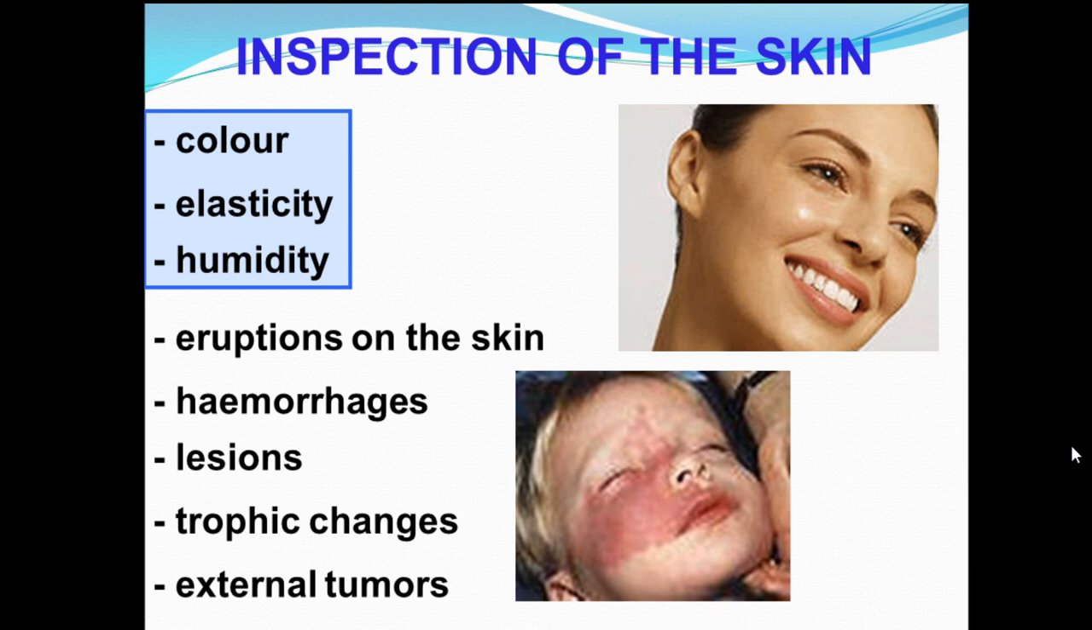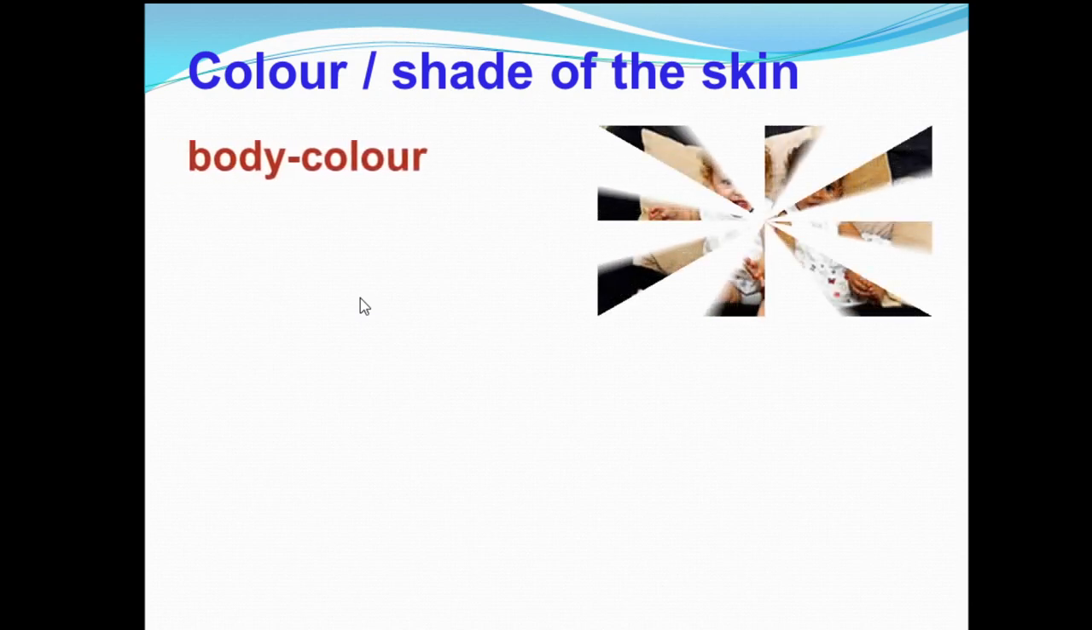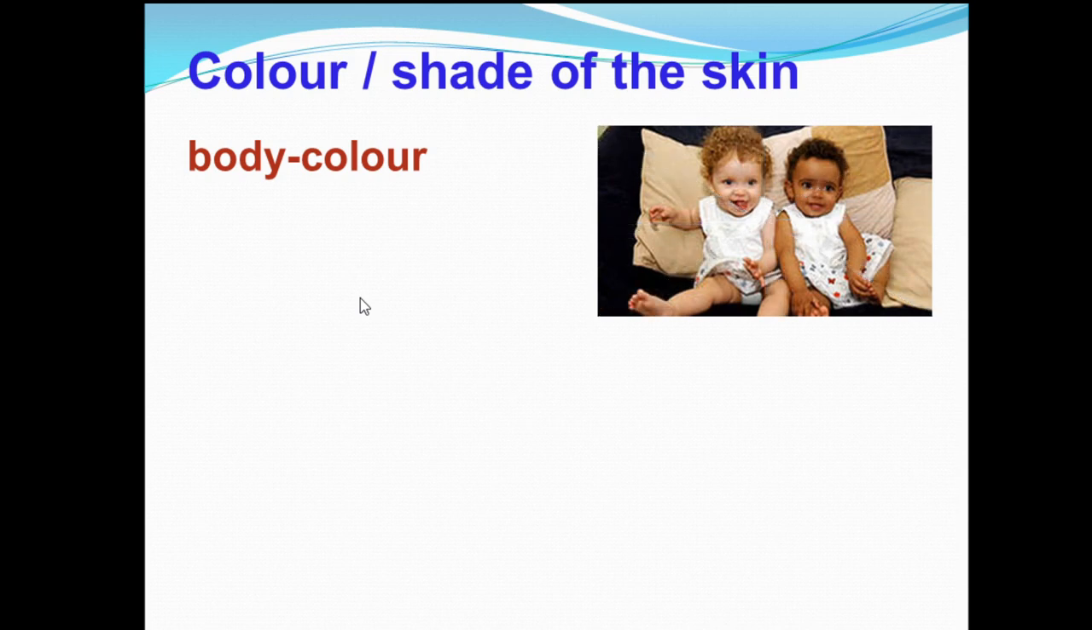lesions, trophic changes and growth of external tumors. But I'll pay your attention: in your answer on exam, color, elasticity and humidity must obligatorily be assessed. And then you can finish your answer with: no visible pathology. It shows that the skin is clear without any pathological element. Now let's stop on all these characteristics. Color or shade of the skin depends on our nationality, and normally we are talking about body color.